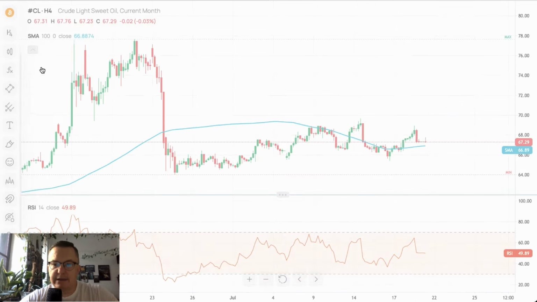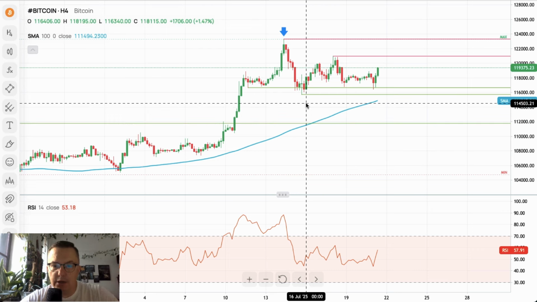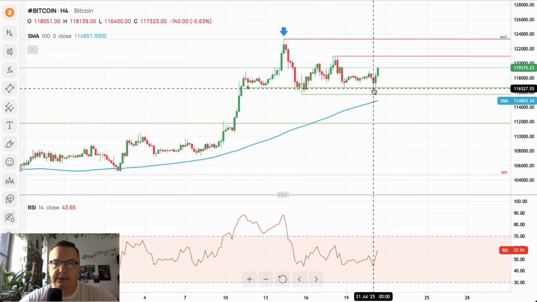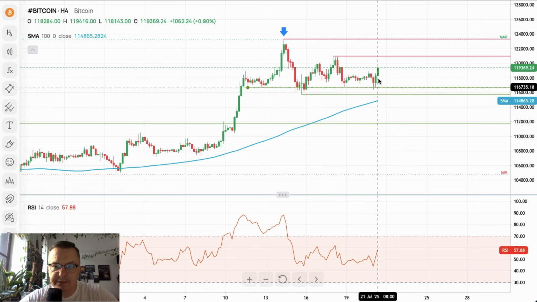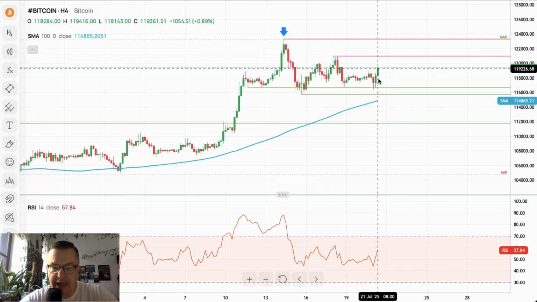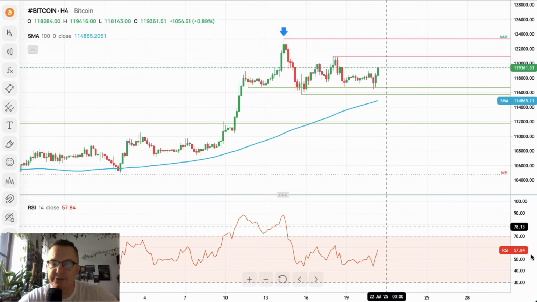Last but not least, let's welcome Bitcoin. The Bitcoin tested the lower range levels, roughly around 116,000, and now it's bouncing after the bullish engulfing pattern has been made. Very nice green candle is being made on the 4-hour time frame chart. Momentum 57 points and increasing.